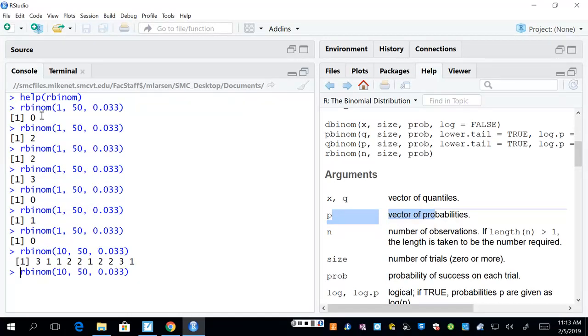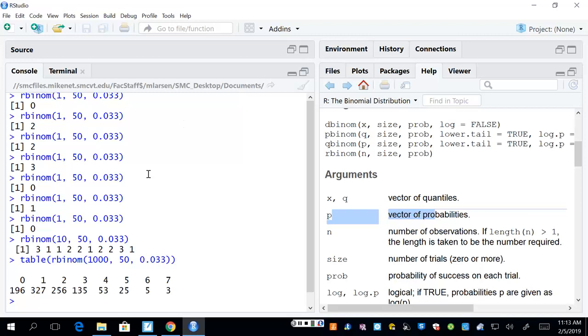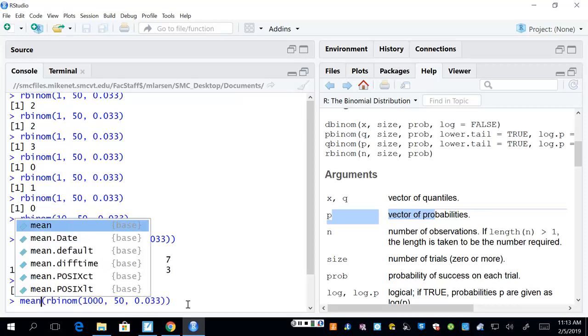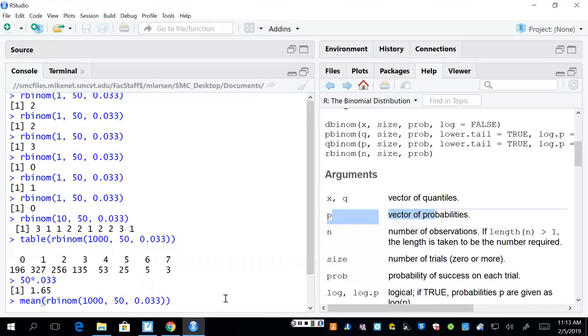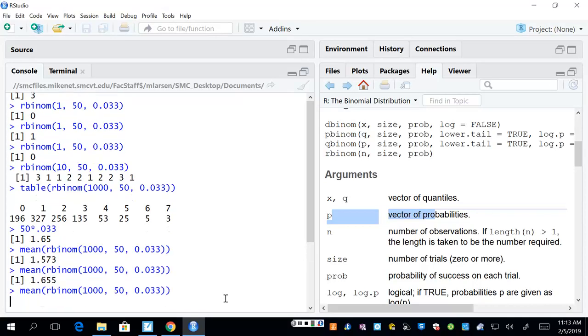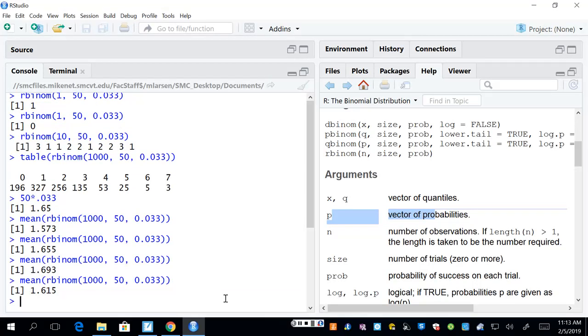We do it a lot of times, right? 50 women 1,000 times, to make a table of those numbers. Sometimes we get 0, sometimes we get 1, sometimes we get 2, etc. The mean was 50 times 0.033, about 1.65. And so if you do an average, which is the mean function of these random numbers, it's pretty close to that. It's a little bit lower that time, a little higher that time, but we get about that number on average.